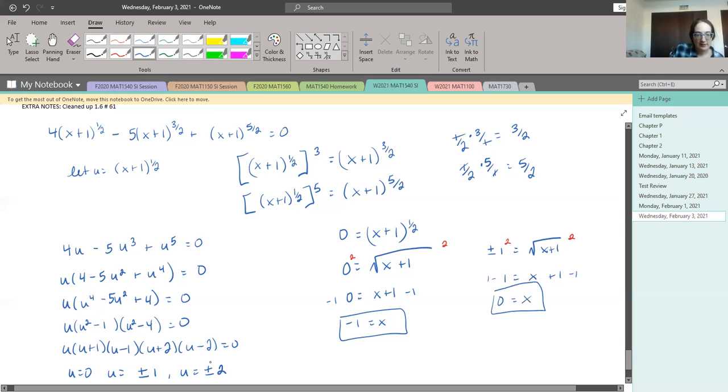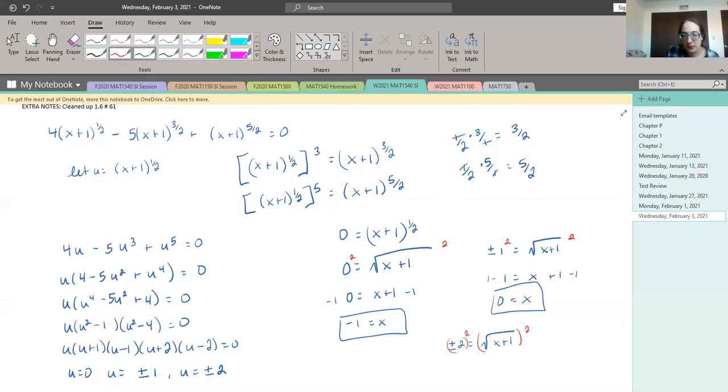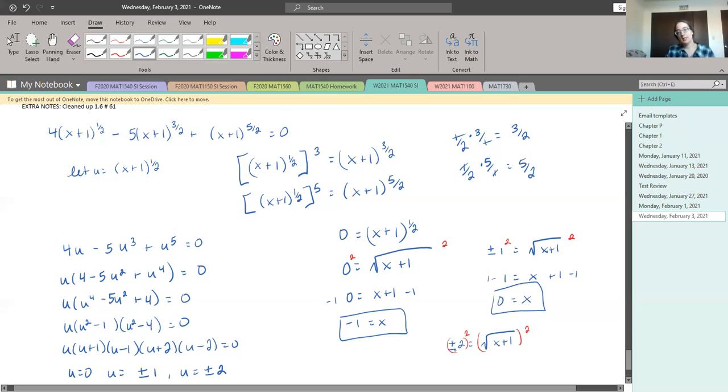Let's do our last pair. We have u equal to plus or minus 2, so plus or minus 2 equals the square root of x + 1. We raise both of those to the second power. I should be using parentheses there, I'm a little lazy about that. You square -2, you get 4. You square +2, you get 4. So 4 equals x + 1. Subtract 1 from both sides, and x is equal to 3. So these are your 3 solutions in the book.